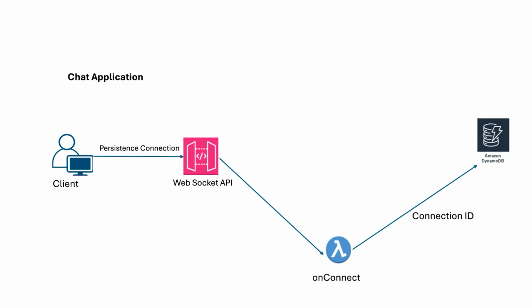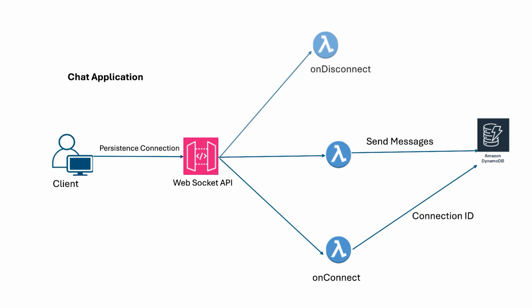But here in this example, once you are connected, you are sending some messages to your friend. For processing your messages, you have one more lambda, and the messages you send will be stored in DynamoDB. And finally, you close your chat app or your WhatsApp messenger. Then your WebSocket API will call one more lambda, that is onDisconnect.